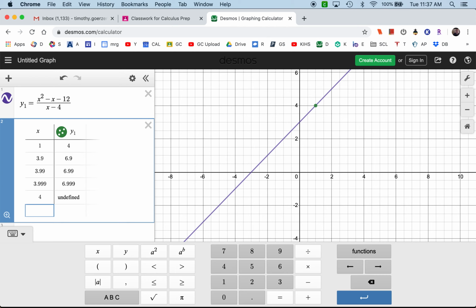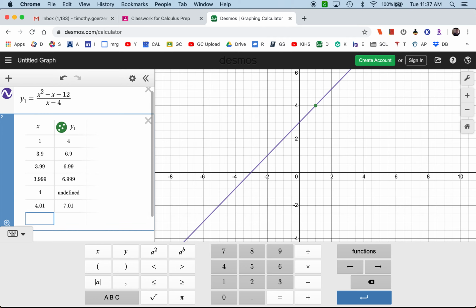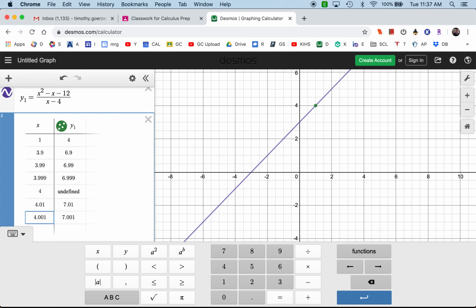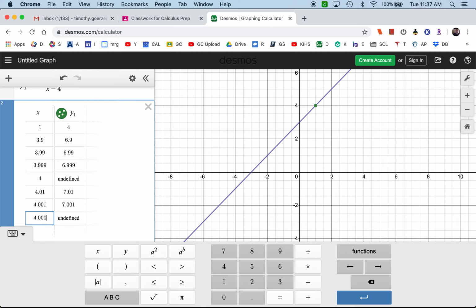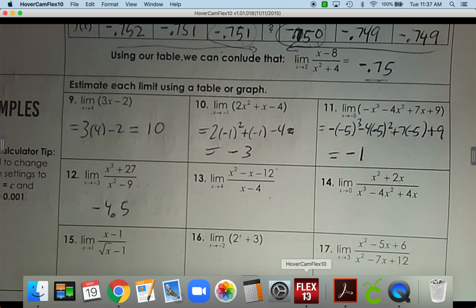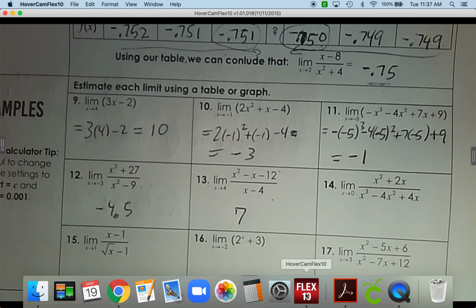How about on the other side? If I plug in 4.01, what would I get? How about 4.001? How about 4.0001? So as I look at it, and I look at the y value, look on the right and the left, what y value is it getting closer to? So the closer I get to 4, the closer I'm getting to what answer? And the answer is 7. That's what I'm getting closer and closer to. So let's go here and put in this answer is 7.